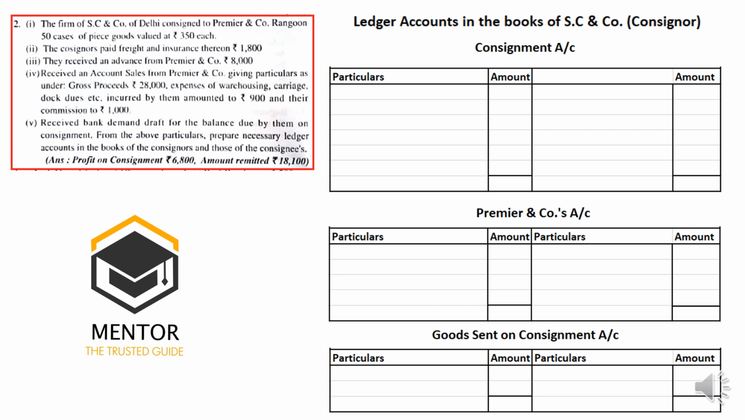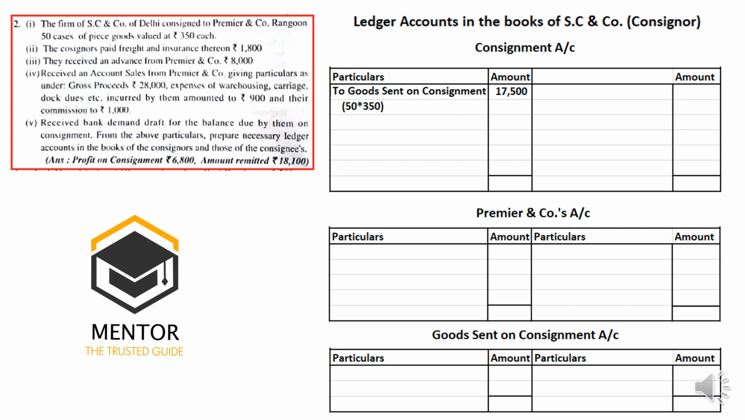First, material sent to consignee on consignment basis. So we write in consignment account, to goods sent on consignment. How many units? 50 cases, each at 350 rupees. So the amount is 17,500. So the entry is consignment account debit to goods sent on consignment.